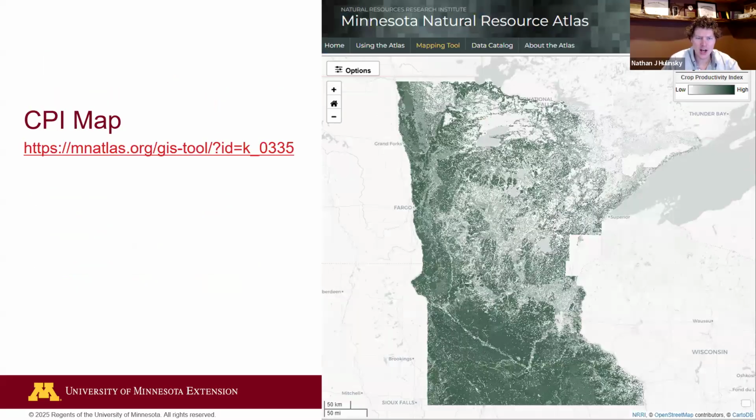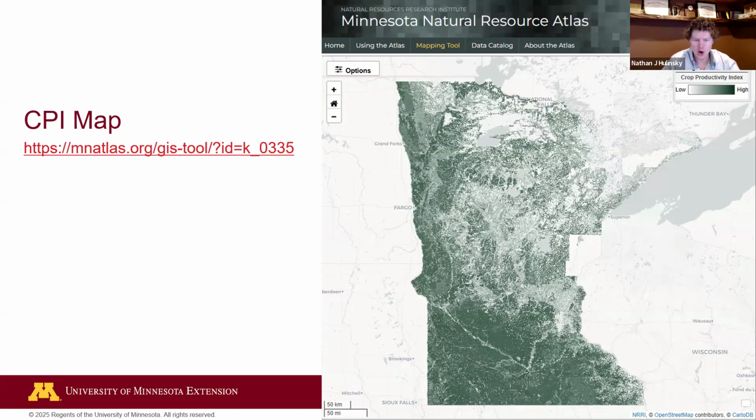A question I get a lot also is the CPI index. So this is the crop productivity index. So it's a number between 0 and 100 on how productive the farm ground is. And the University of Minnesota has a map. So you can go to this website, the link is there, and you can zoom in on your farm and it'll tell you that your farmland is 85. It'll tell you that your farmland is 62, right? It's a variation. The darker the color, the more productive the farmland is.